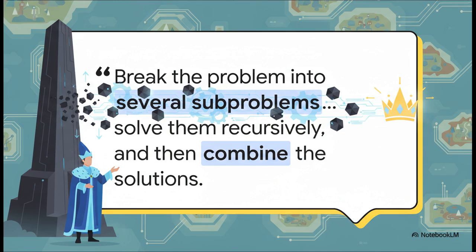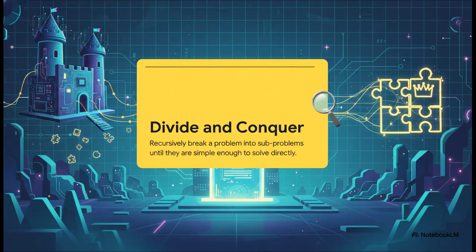But then, just when you're about to give up, a wise advisor steps forward with a piece of timeless wisdom. They tell you, don't try to solve this giant problem all at once. That's madness. Instead, they say, break it into smaller, manageable pieces. Solve those little pieces, and then put the solutions back together. Now that sounds promising. This brilliant idea actually has a name in computer science: divide and conquer.